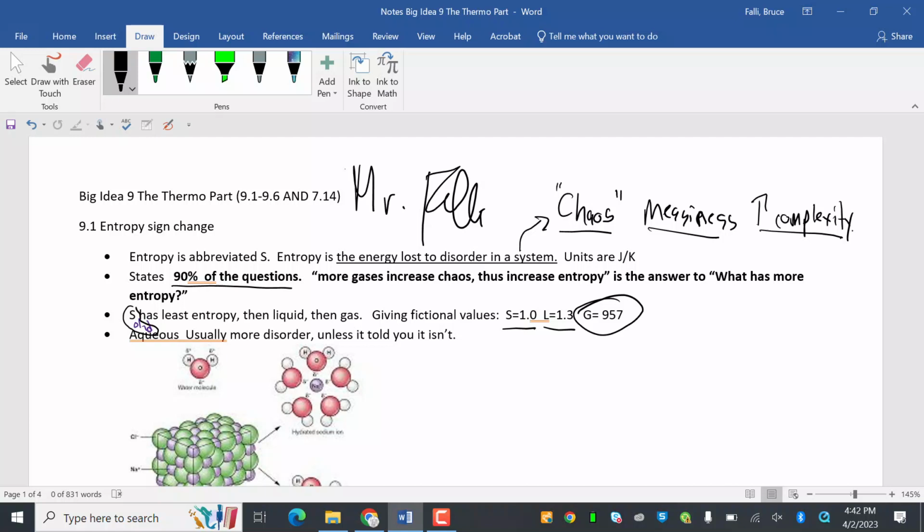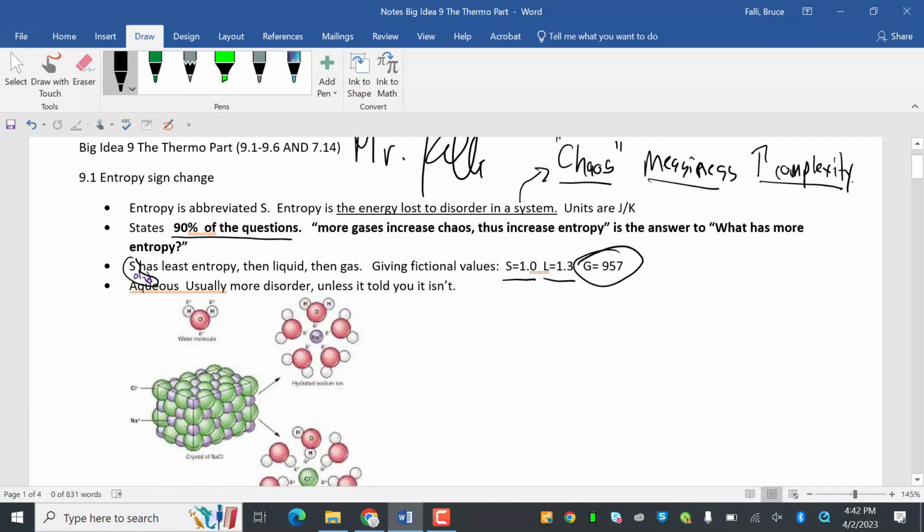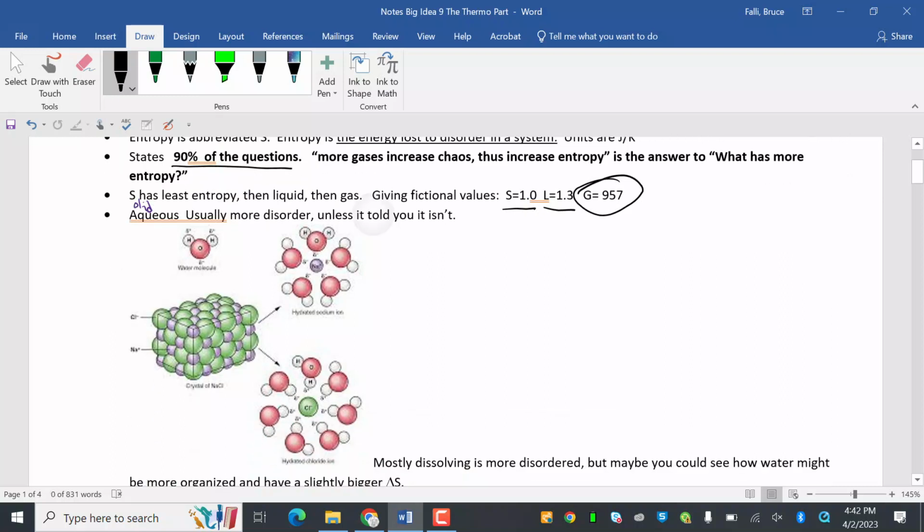Okay, now aqueous is a big pain in the behind. Aqueous is where it's dissolved. Okay, so if I'm looking at this, this looks neat and ordered, right? It is a solid. But this also has a bunch of water that's a little scrambled around. Okay, so aqueous is usually more disordered. So this is a solid.